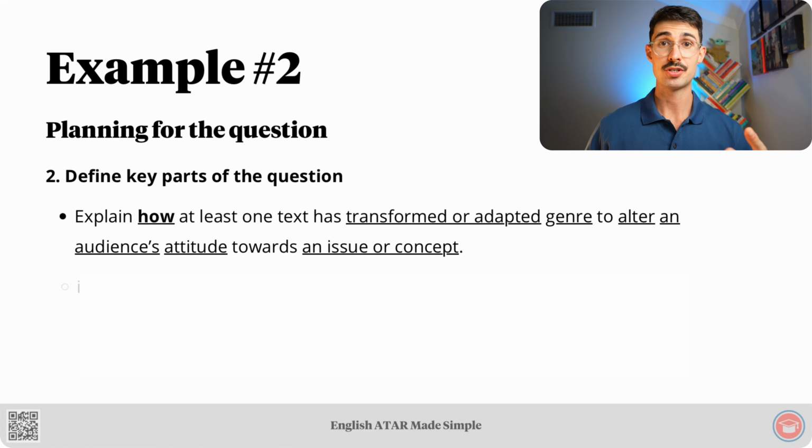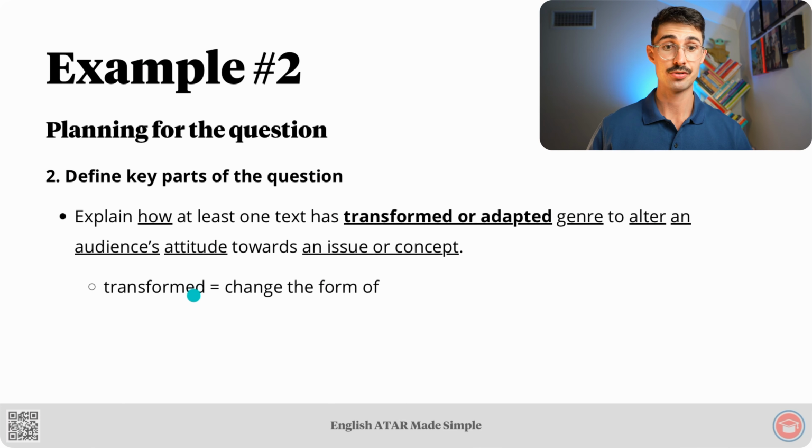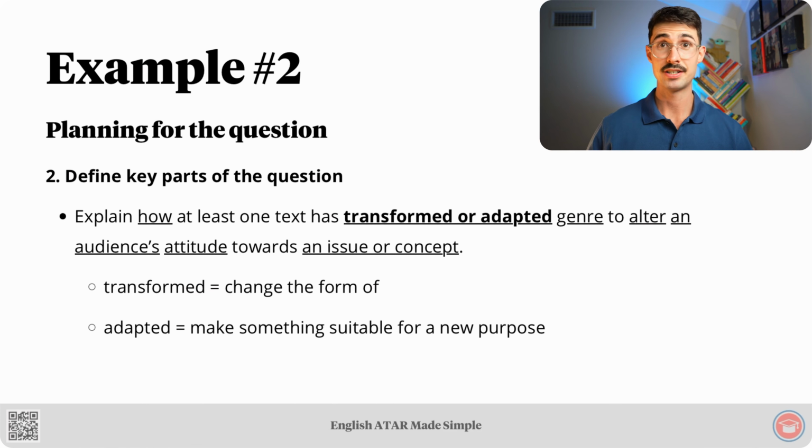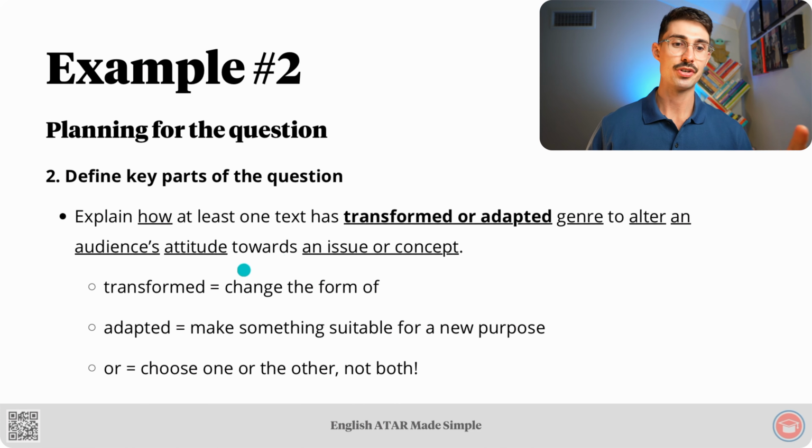Moving to step number 2, define key parts of the question. Looking at how, firstly, we can look at language features, generic conventions, structural features, all of those main concepts that we looked at in the front end of Module 2. Turning to transformed or adapted, the word transformed means to change the form of, and the word adapted means to make something suitable for a new purpose. Importantly, the word or means that we should choose one or the other, not both.